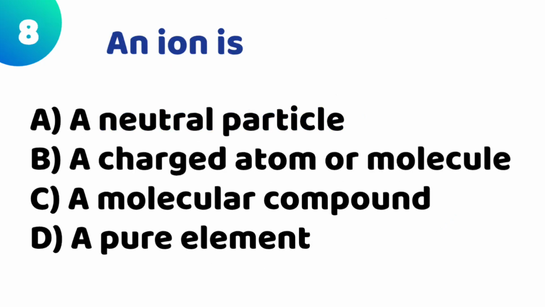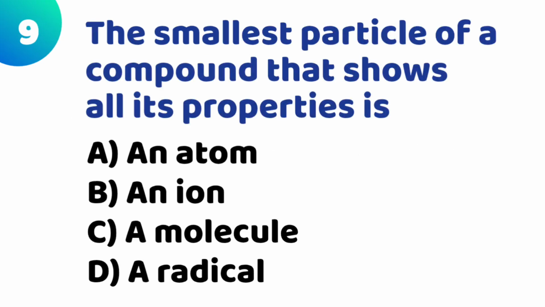Eighth case. An ion is option A, a neutral particle, option B, a charged atom or molecule, option C, a molecular compound, option D, a pure element. The correct answer is option B, a charged atom or molecule.